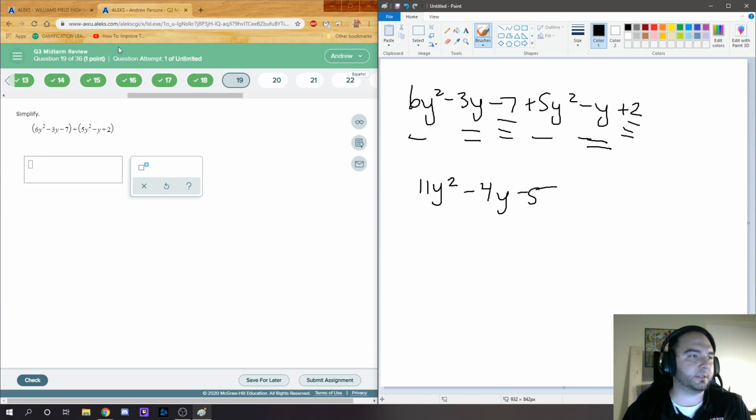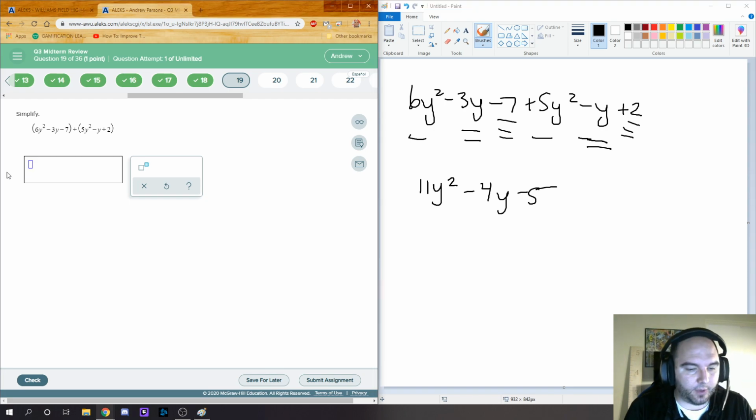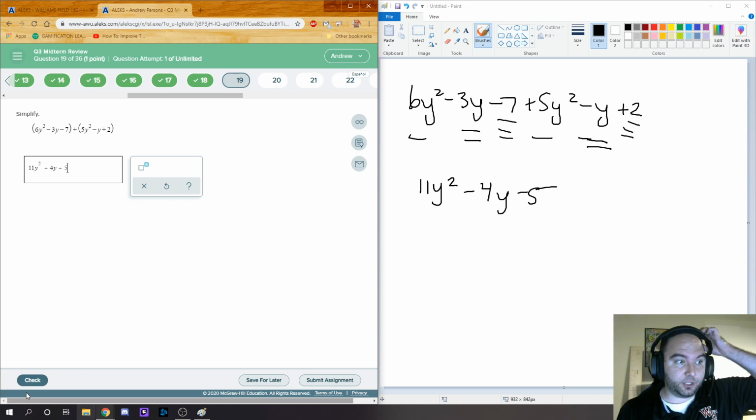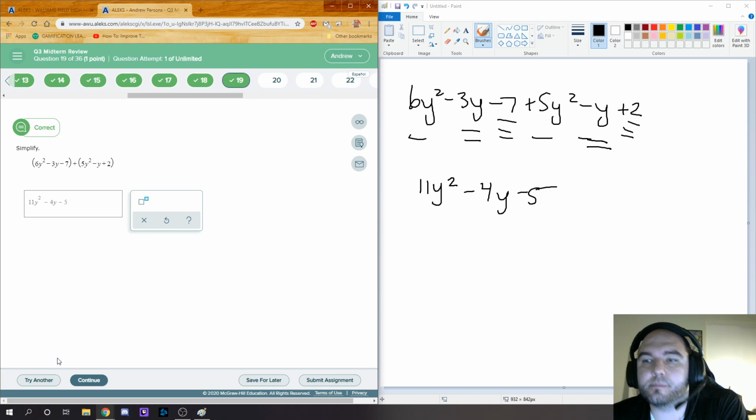There's my completed answer. Be careful. Don't add any exponents. If you add y squareds with y squareds, the result is y squareds. If you add y's with y's, you get y's. If you add numbers with numbers, you get numbers.